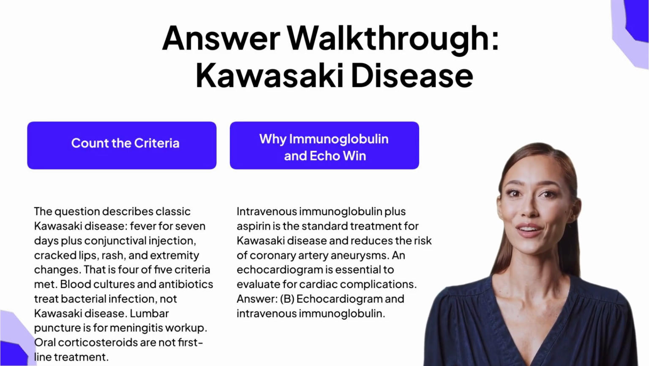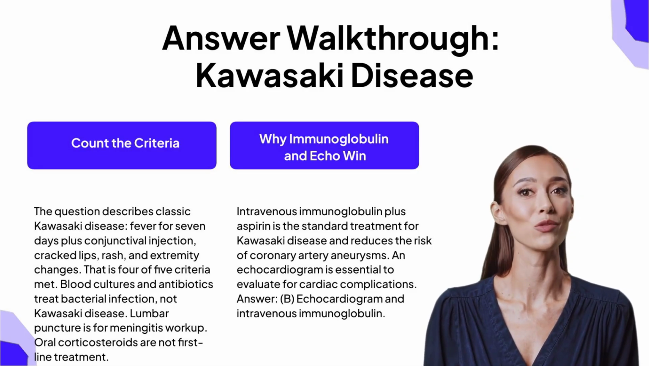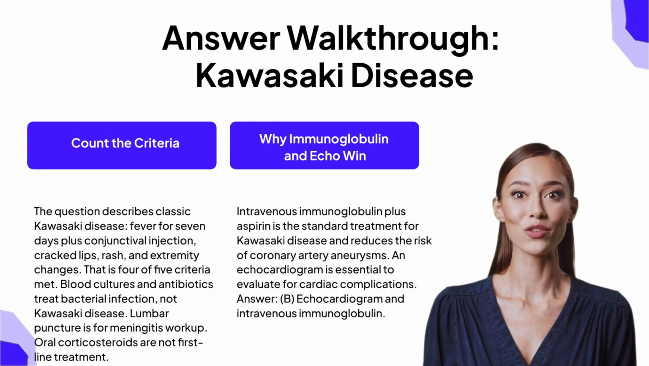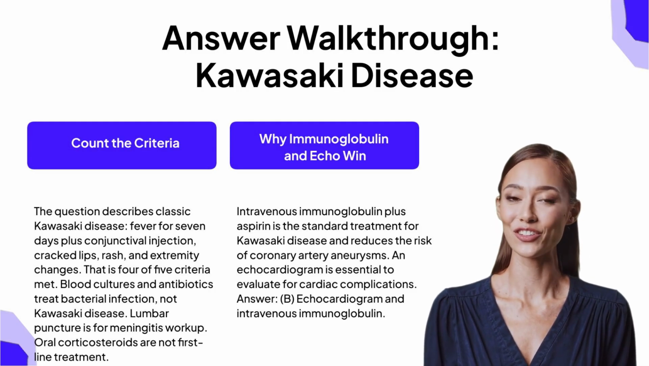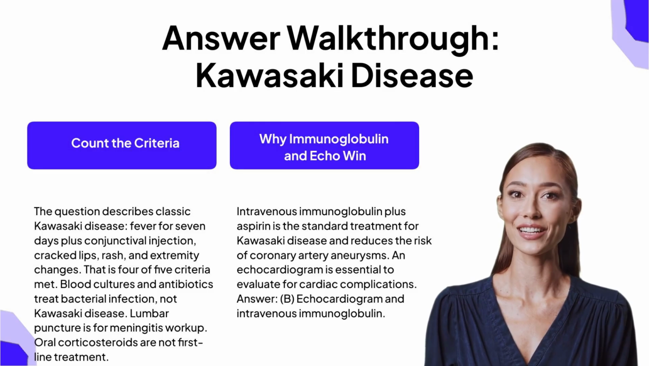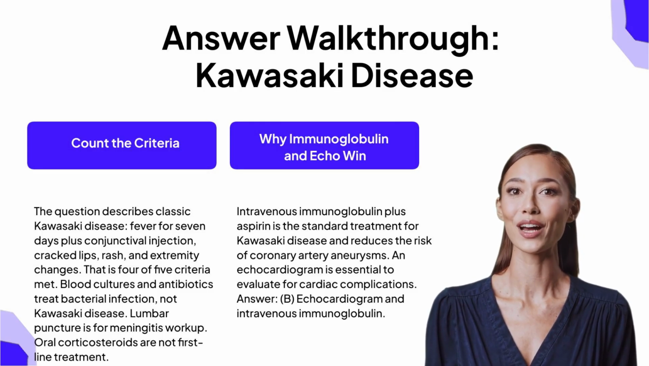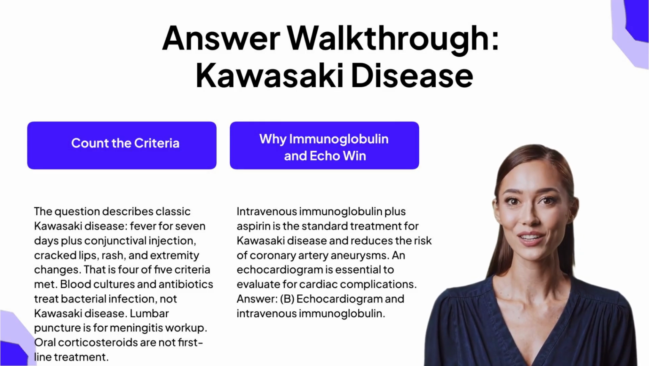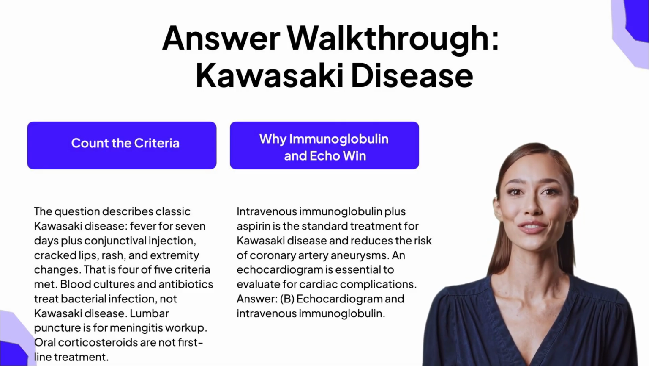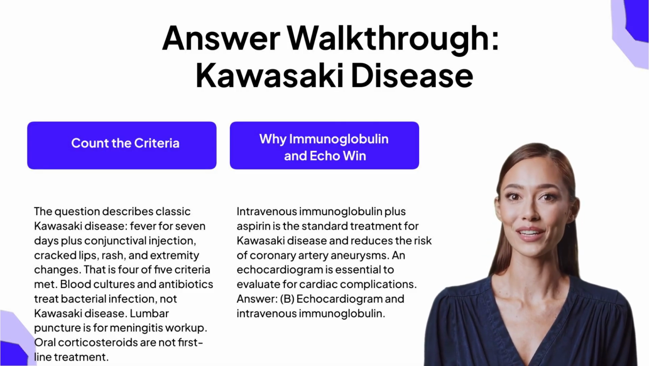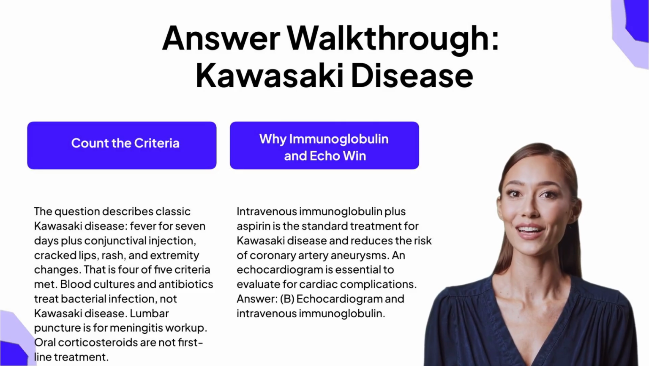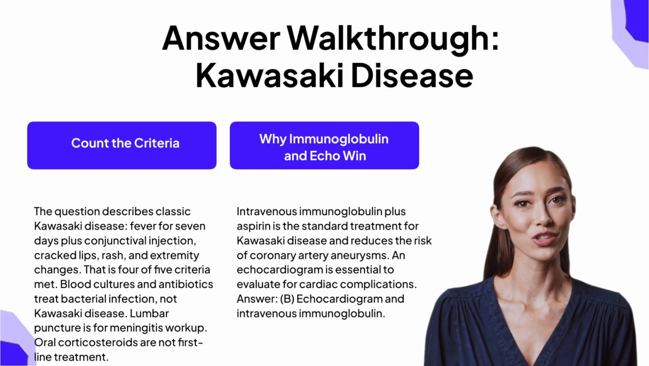Why does echocardiogram and intravenous immunoglobulin win? Because intravenous immunoglobulin plus aspirin is the standard treatment for Kawasaki disease and significantly reduces the risk of coronary artery aneurysms. An echocardiogram is essential to evaluate for cardiac complications. The correct answer is B, echocardiogram and intravenous immunoglobulin.